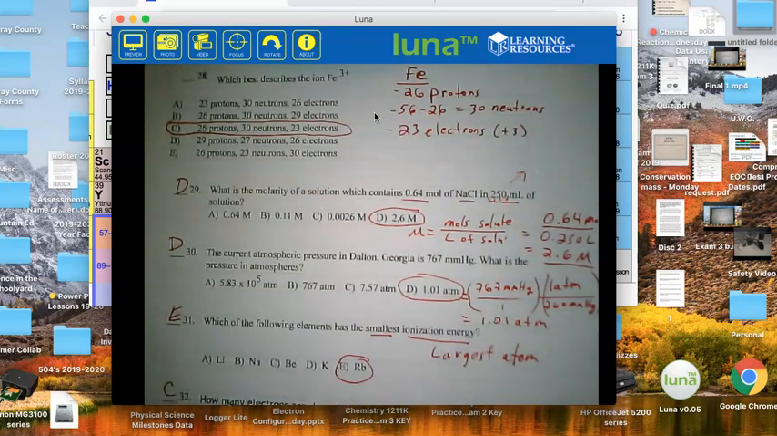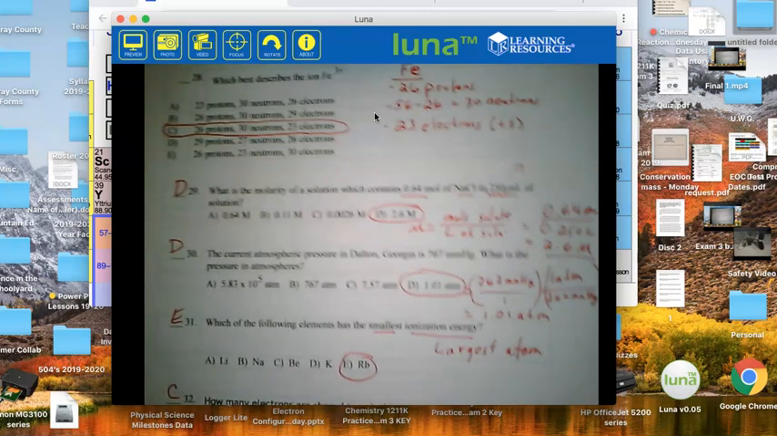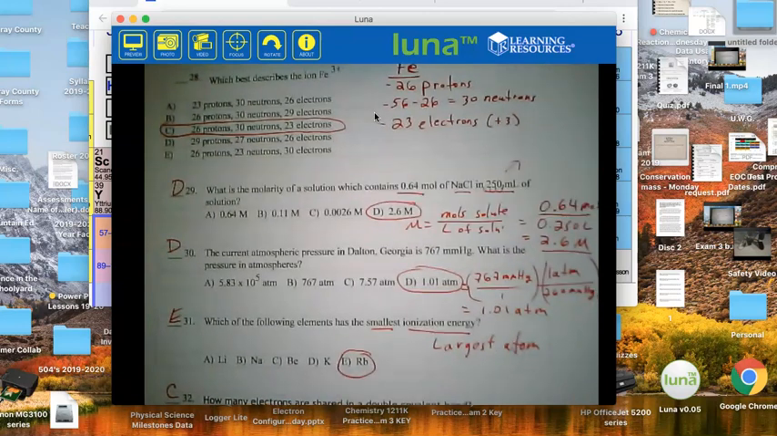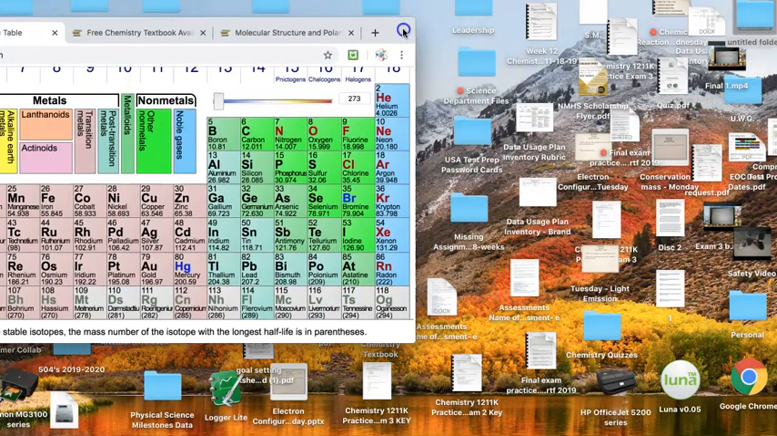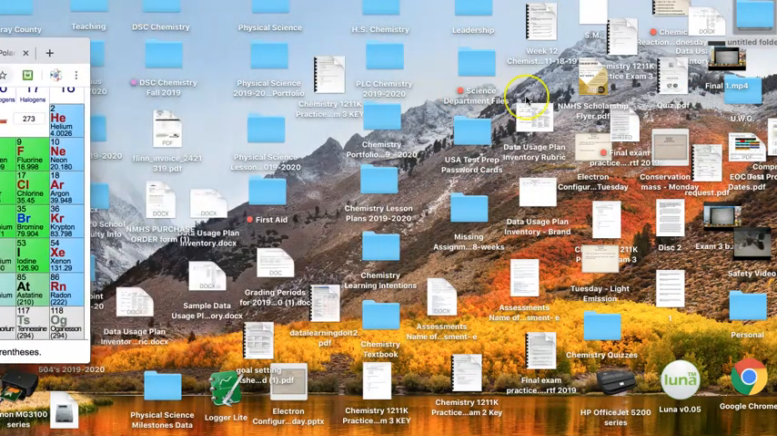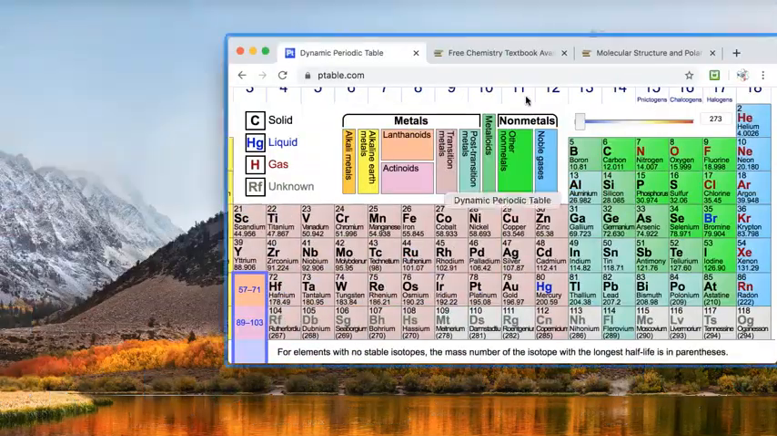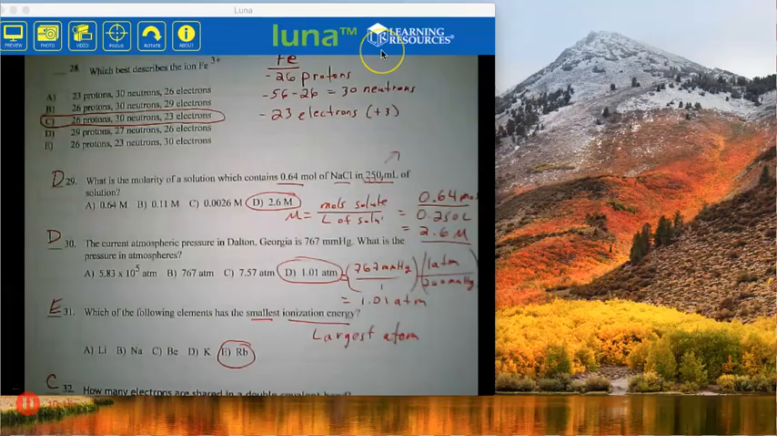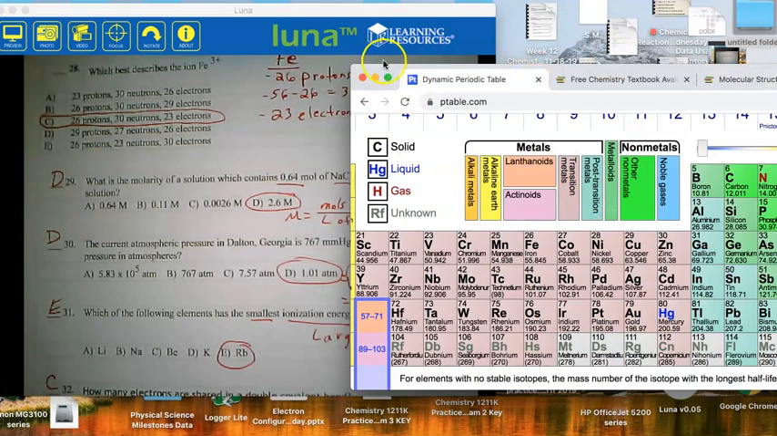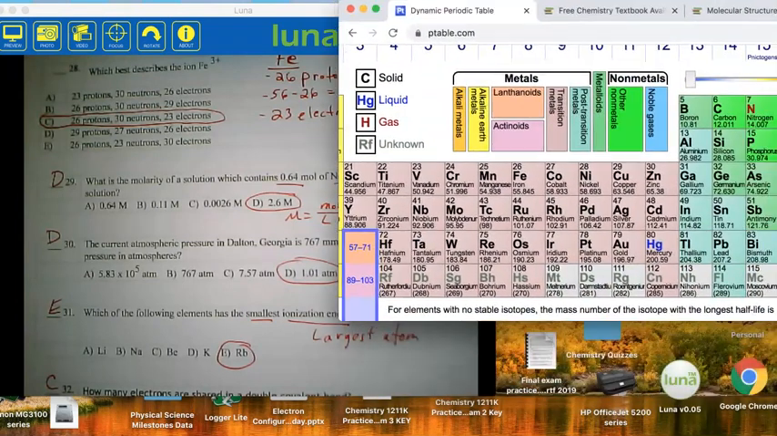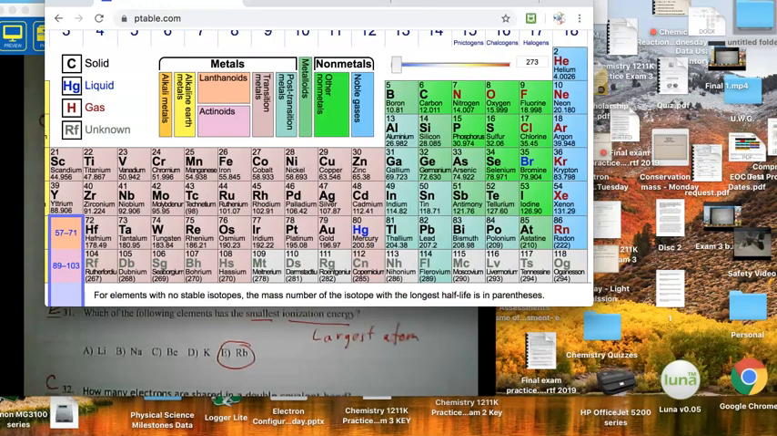Number 31, which of the following elements has the smallest ionization energy? So here I'm going to refer back to the periodic table so we can compare the different elements. All right, so here we're trying to find the element that has the smallest ionization energy.